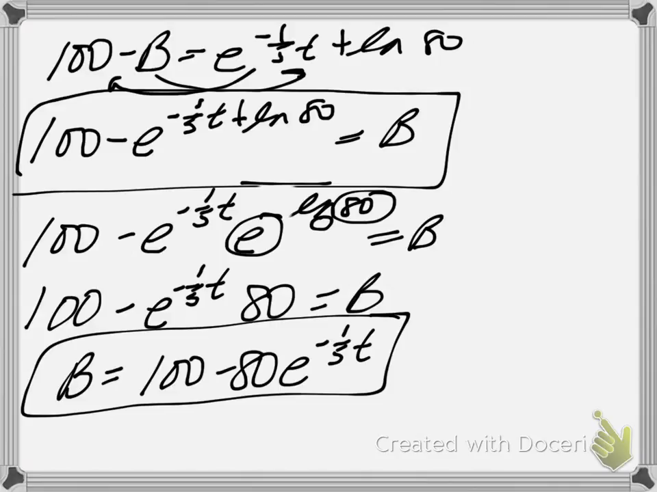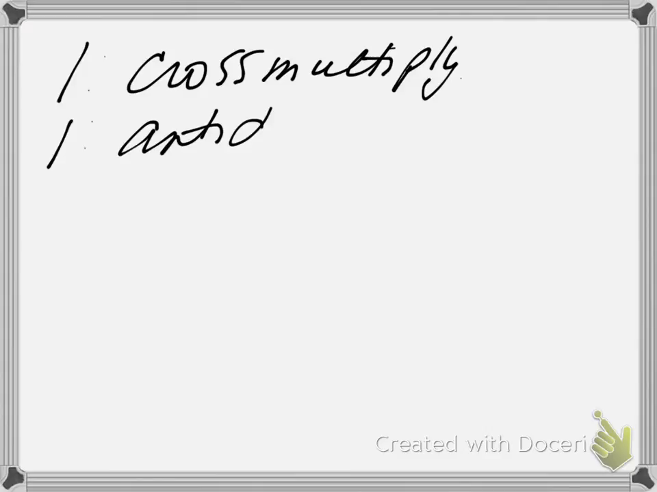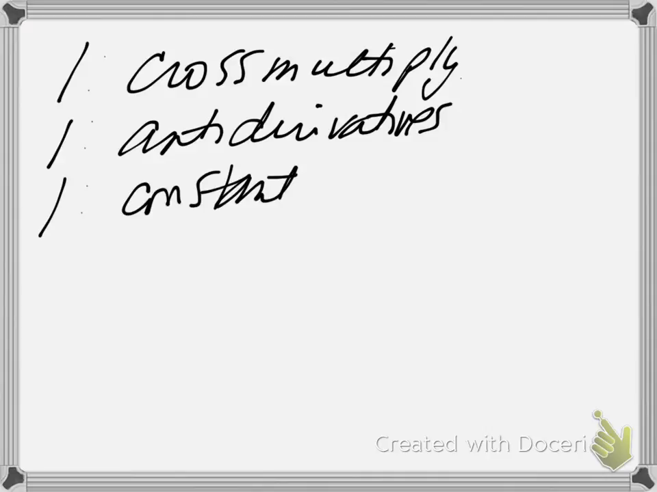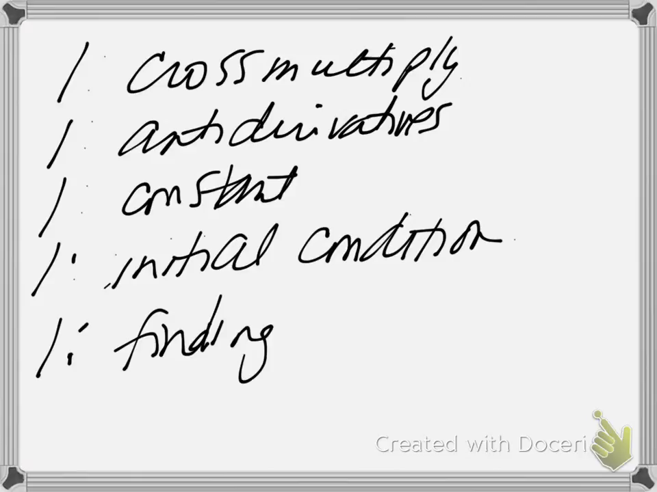And so the point value is, if you just did cross multiplying, you got 1 point. If you found the antiderivatives, that's 1 point. If you found the constant, that was 1 point. So you should be putting this on your little rubric sheet I gave you. If you use the initial condition, which I don't understand how you could get the constant without it, that's 1 point. And 1 point for finding the original function b.